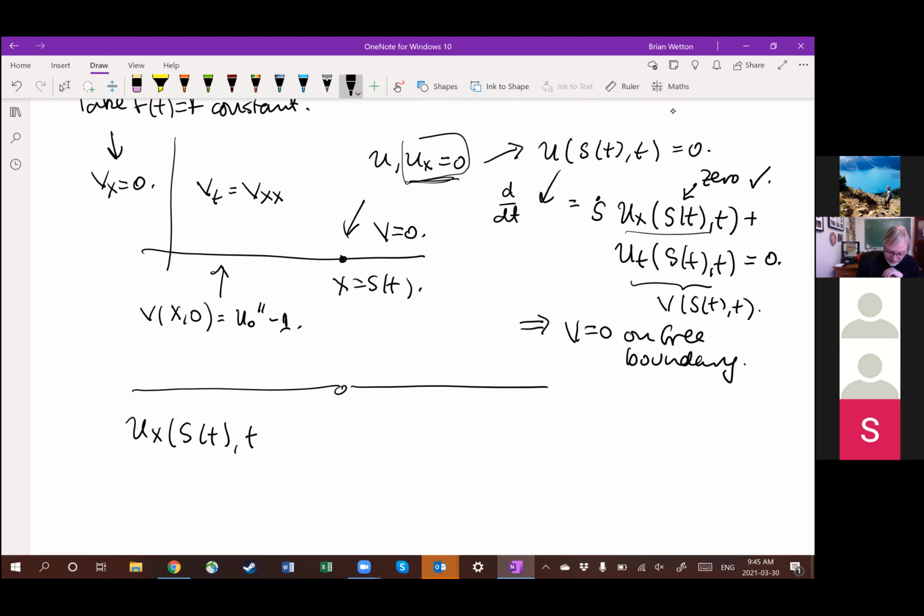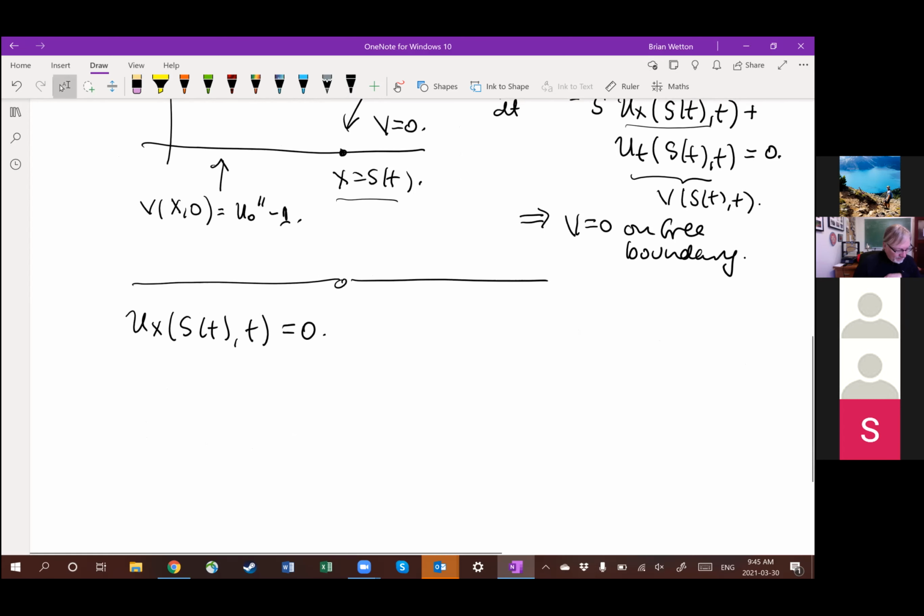So I started with this, and I want to get the other expression for the free boundary, the other free boundary condition in terms of this problem for v. Right, so let's do the same thing we did up above. Let's take the time derivative.